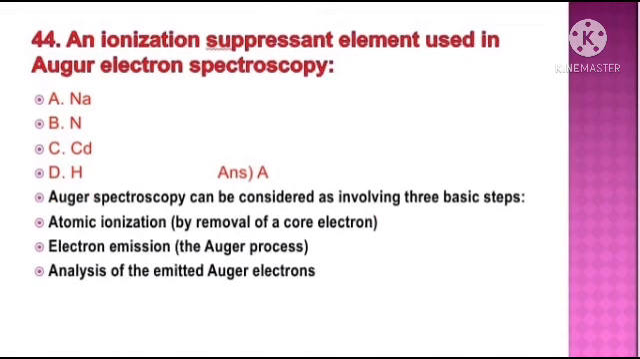Question number 44. An ionization suppressant element used in Auger electron spectroscopy is. The answer is option A, sodium. Auger spectroscopy can be considered as involving three basic steps: atomic ionization, electron emission, and analysis of emitted Auger electrons.